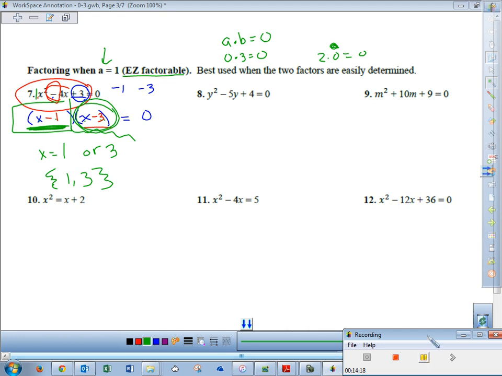Sometimes. The question was asked, do we make a list of multiples? I do that when I can't find the two numbers. Yep.